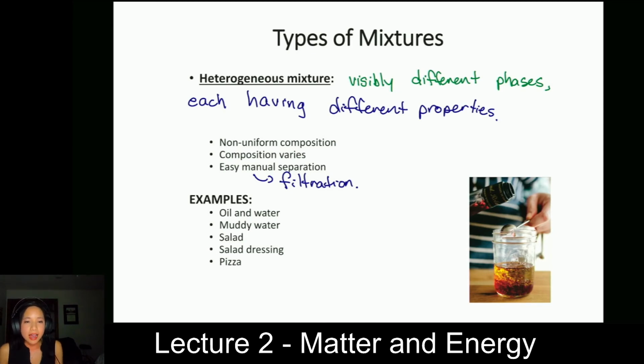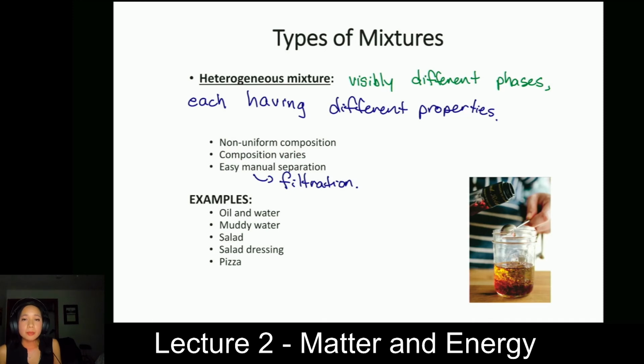Something like a salad that has lettuce, carrots, cucumbers, something like that. That would be another example of a heterogeneous mixture, because there are visible different solid phases. You can pick the cucumbers out. You can pick the carrots out. Something like salad dressing: if you see salad dressing on the store shelves, you can see visible herbs and spices on the bottom layer, and then an oil layer on top.